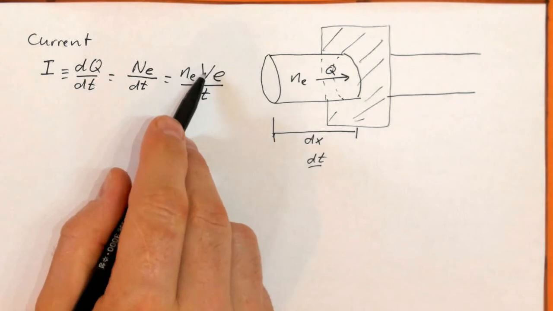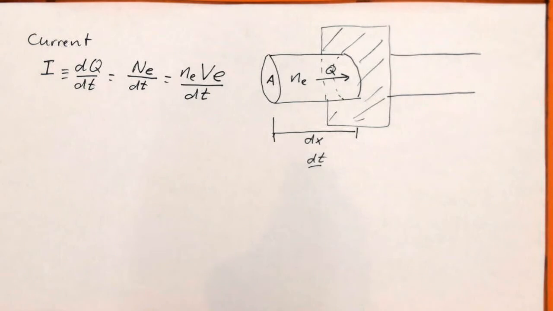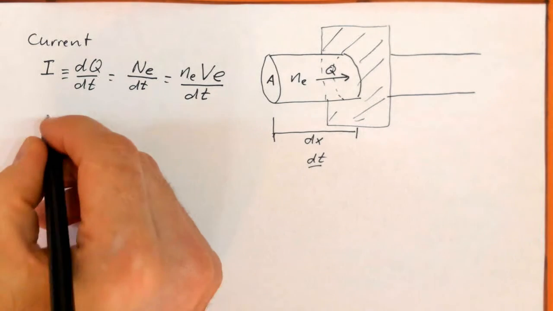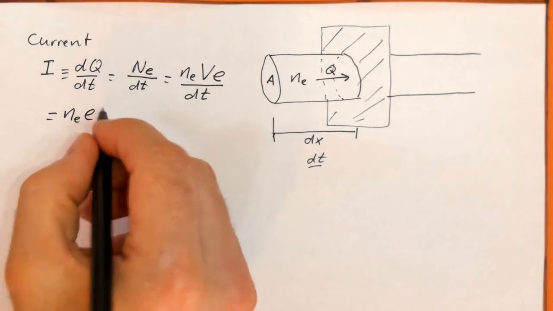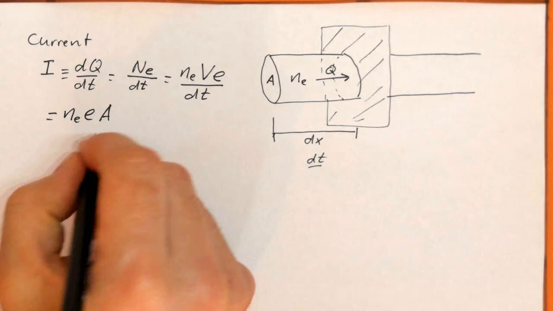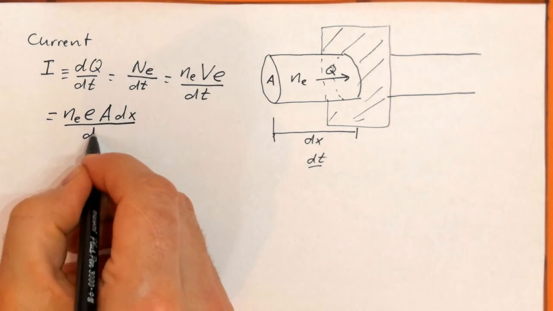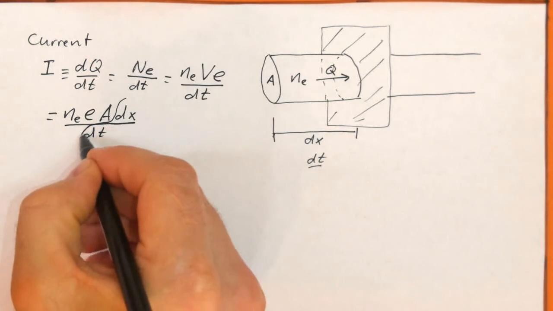Okay, well, how big is that volume? Well, if this pipe has a cross-sectional area A, and the section that we're talking about is of length dx, then our volume, I'm going to group this and this together, is basically length times area. It's a cylinder, so it's going to be A dx. All of that's divided by dt.